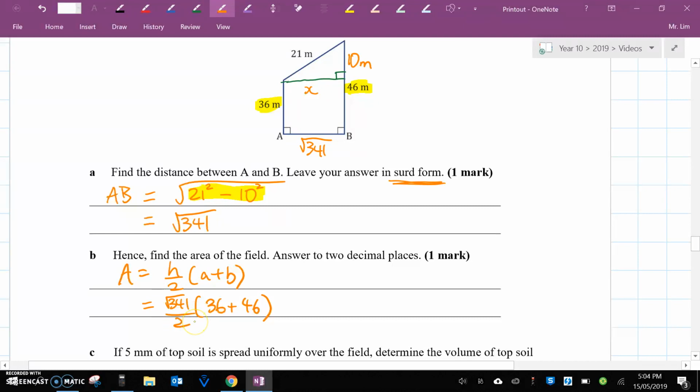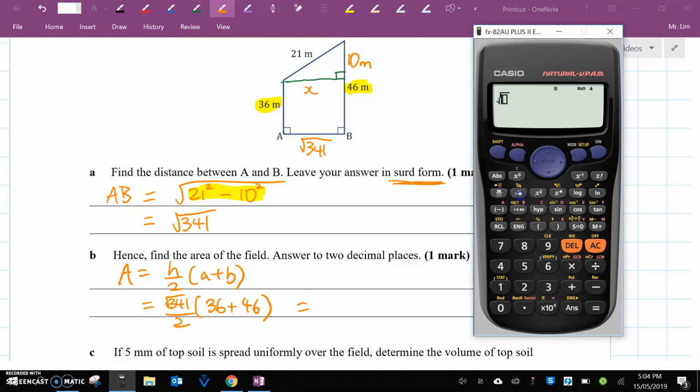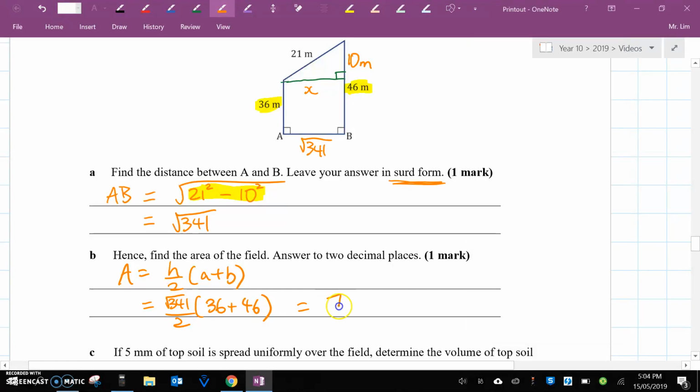And divide that height by 2. So let's put that into the calculator. We have root 341 over 2, times 36 plus 46. 757.11 meters squared. Oh, question A should be meters.